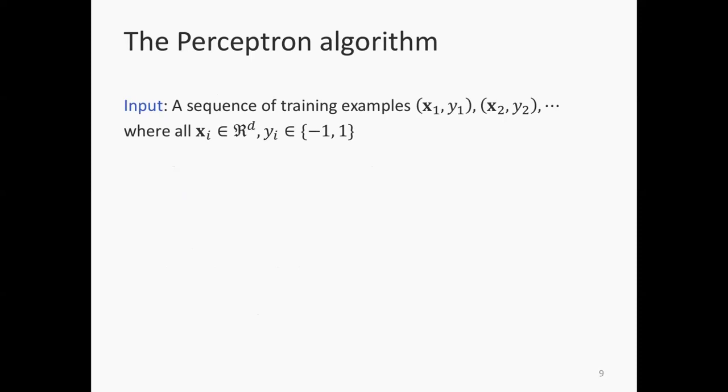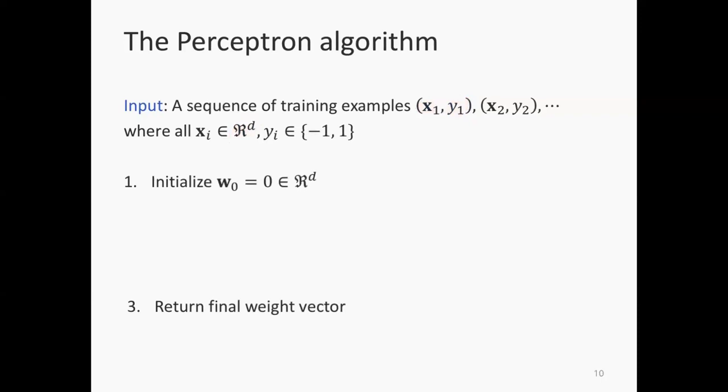The input to the perceptron algorithm, the original version of the perceptron algorithm as described by Rosenblatt, is a sequence of training examples. Each training example consists of a pair, a feature vector x1 paired with the label y1, a feature vector x2 paired with the label y2, and so on. The labels are -1 or 1. Each xi is a d-dimensional vector. It sits inside R^d.